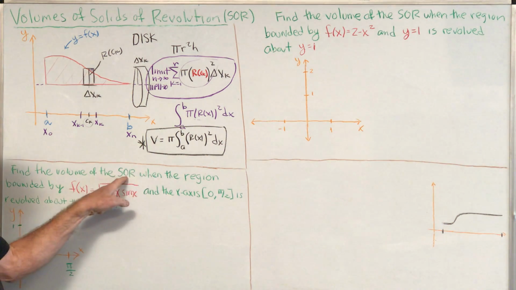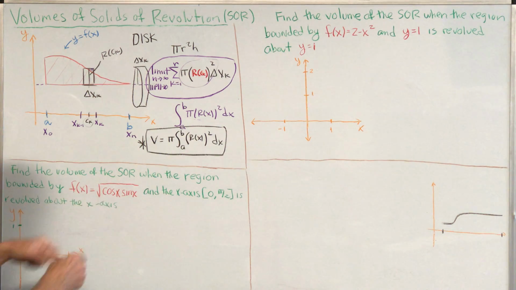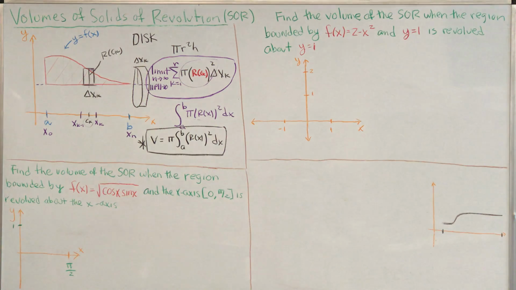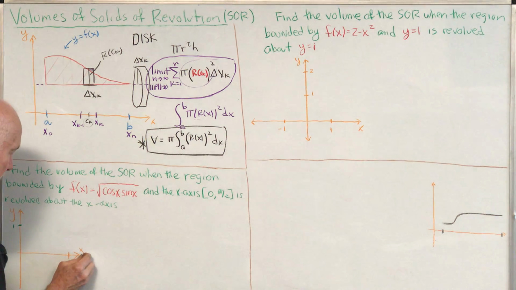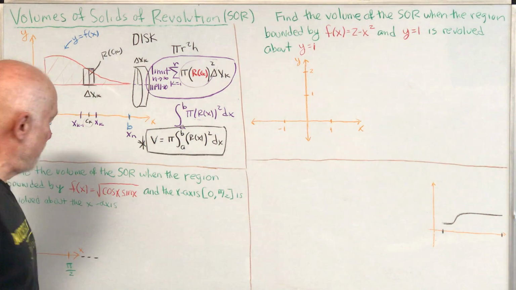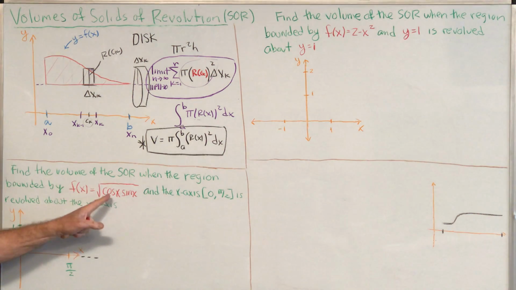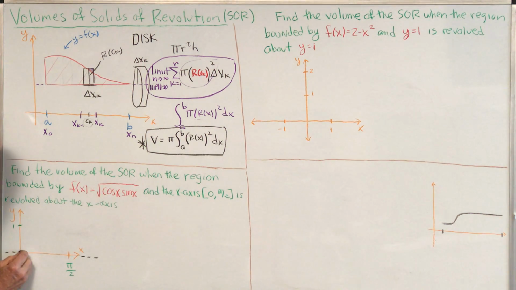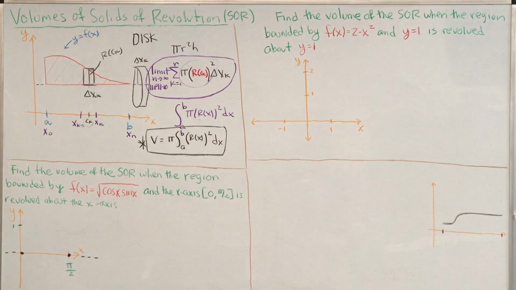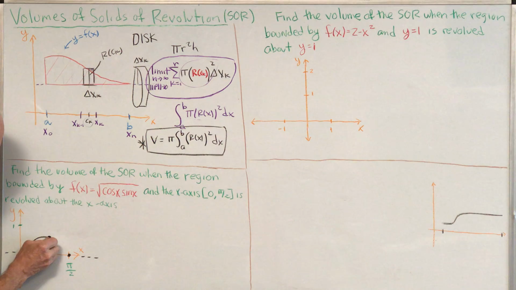Find the volume of the solid of revolution when the region bounded by this function and the x-axis only from 0 to pi over 2 is revolved about the x-axis. So this time we are going to revolve it about the x-axis. Well, the first thing you need to find is a little bit of a sketch. Well, the sine of 0 is 0, and the cosine of pi over 2 is 0. And everywhere in between that, the cosine and the sine are positive. You're going to get something that looks like this.